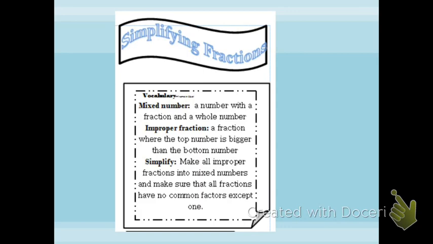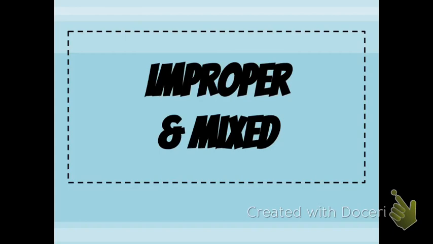Okay, so when it says simplify, there are two parts to that. Number one, you want to make sure the top number is never bigger than the bottom number. And number two, you want to make sure that there are no common factors between the top and the bottom, which we usually call reducing a fraction. So those are the things you're looking for. So let's start with going from improper to mixed and mixed to improper.